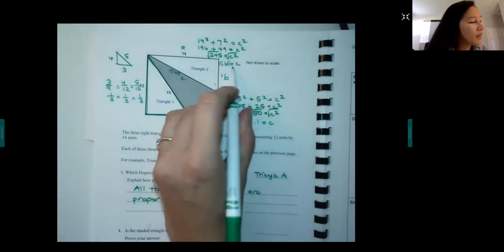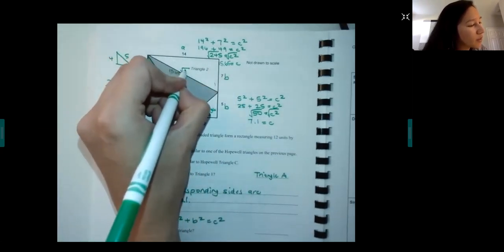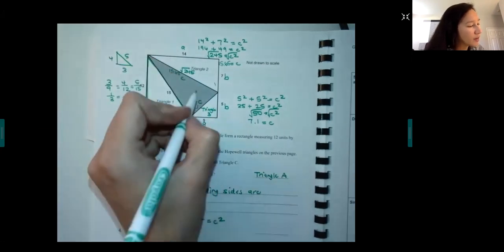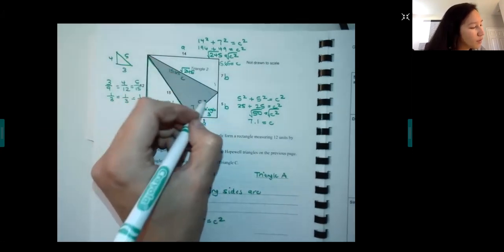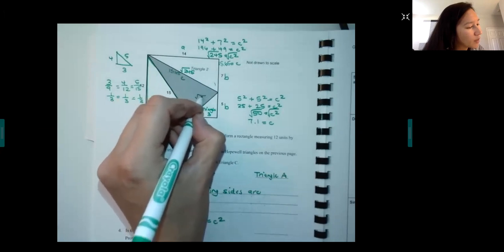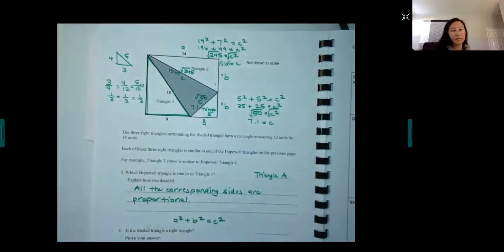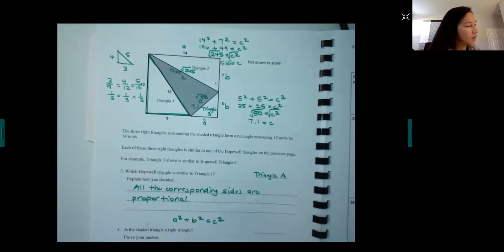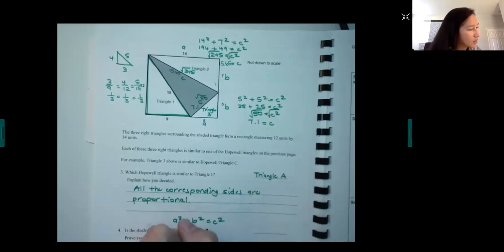Rather than doing decimals, maybe we'll just leave them as square roots because that's easier in the Pythagorean theorem. So this side is the square root of 245, and this side would be the square root of 50. Okay, so let's sketch our triangle that we're trying to figure out since it's so messy up there. We know this side's 15, this side's the square root of 50, and this side is the square root of 245.